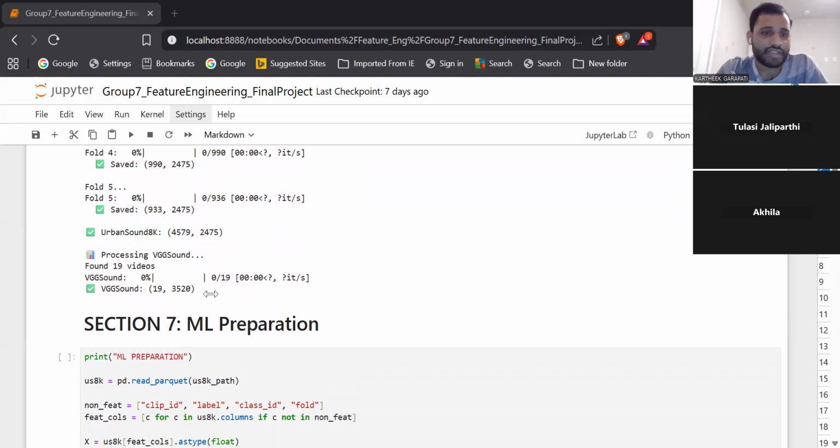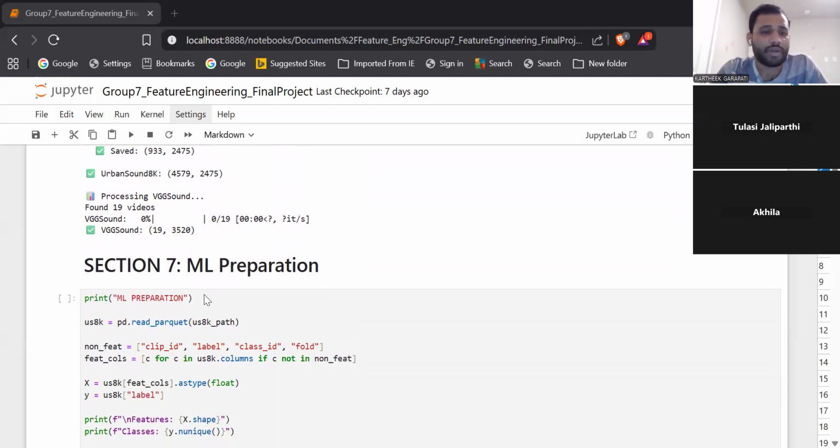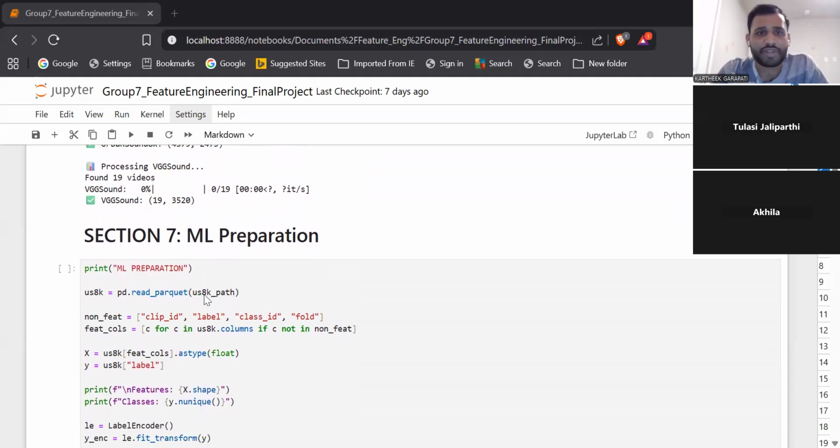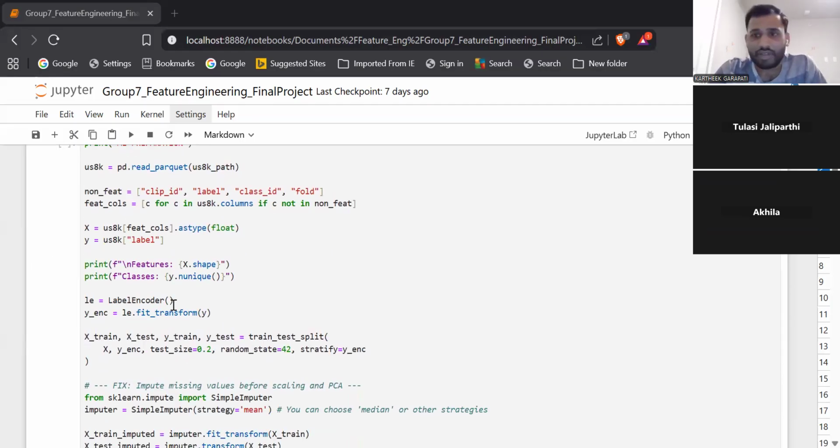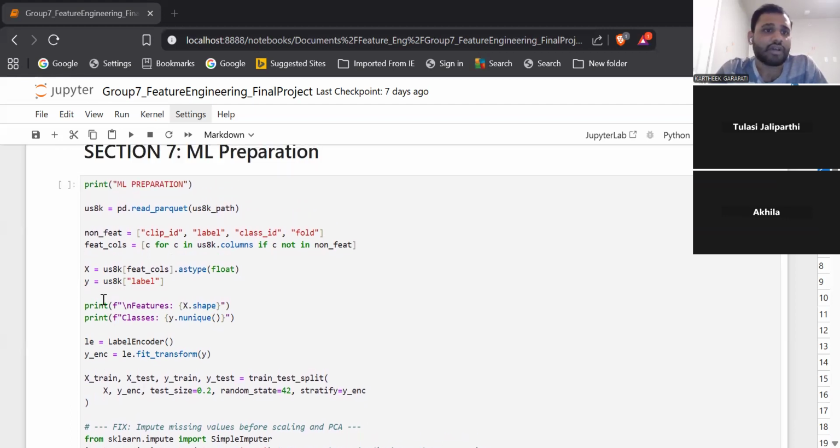So, coming to section 7 of our implementation, that is the machine learning preparation. Here I'll be covering our machine learning pipeline, visualizations, and results. Section 7 prepares data for analysis, because that's the only part left after all the data is prepared.